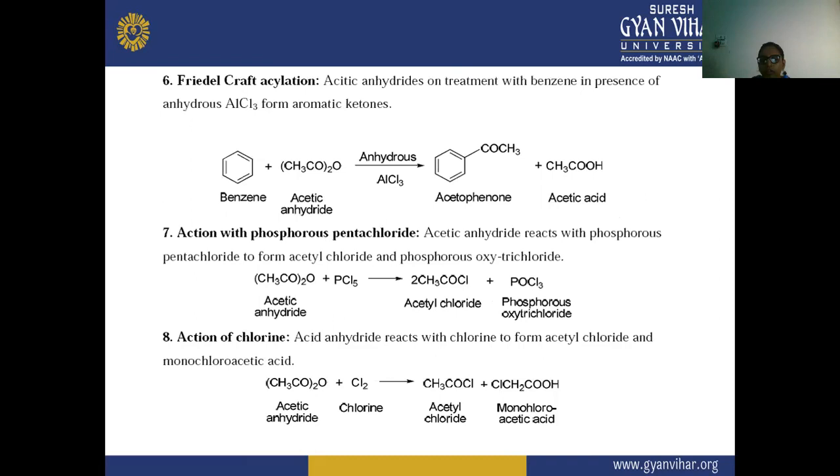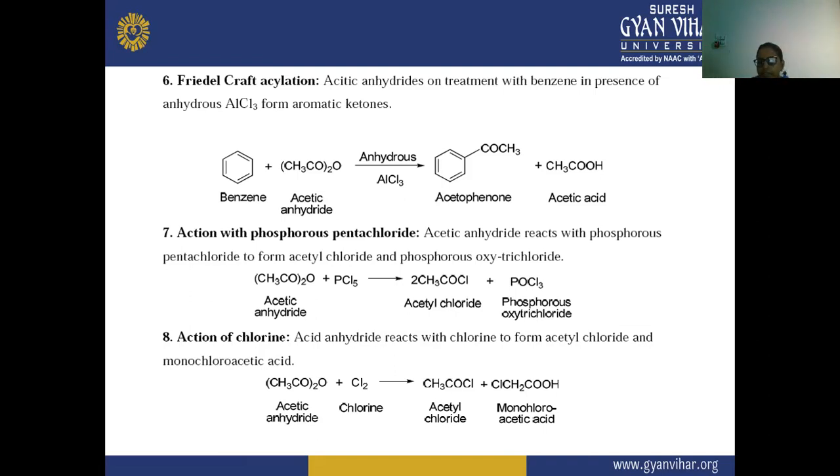Next is the Friedel-Crafts acylation. In the Friedel-Crafts acylation, the acetic anhydride reacts with benzene in the presence of anhydrous AlCl3 and forms an aromatic ketone. So here you can see this is benzene, an aromatic hydrocarbon, and when we react acetic anhydride with this benzene, there is production of this ketone, that is the aromatic ketone.